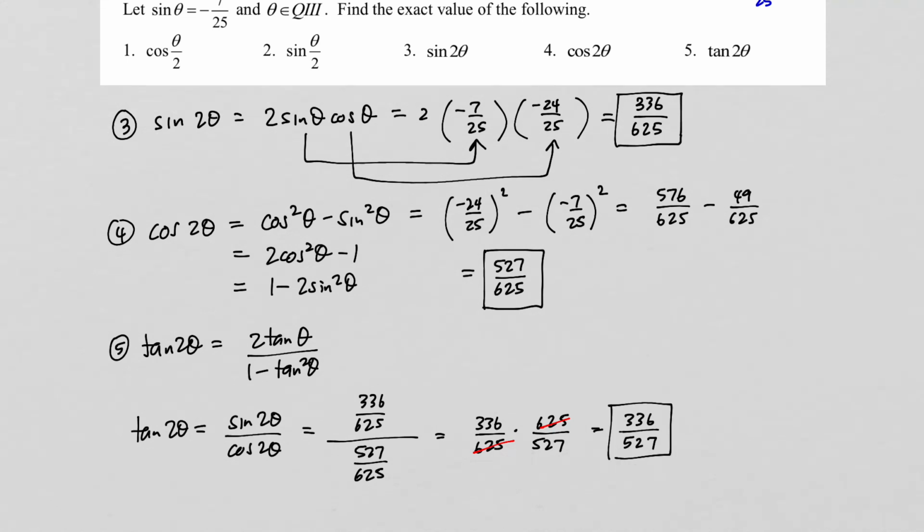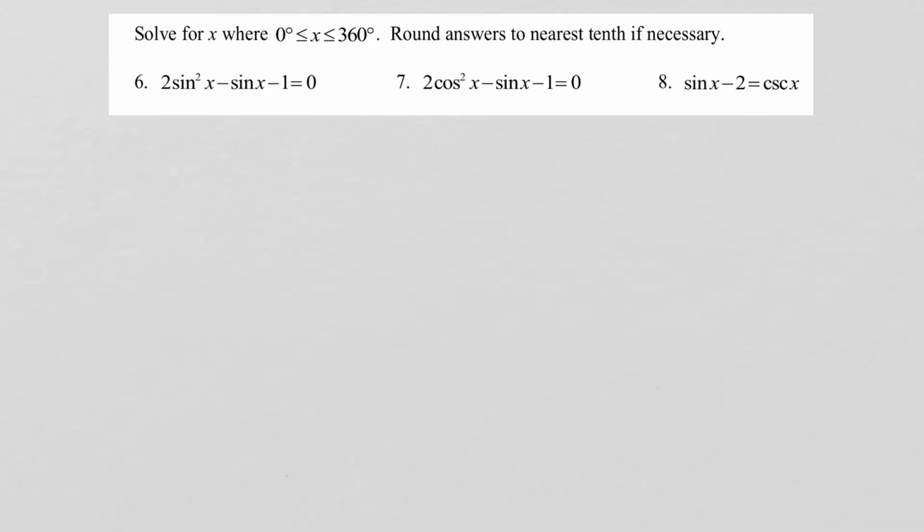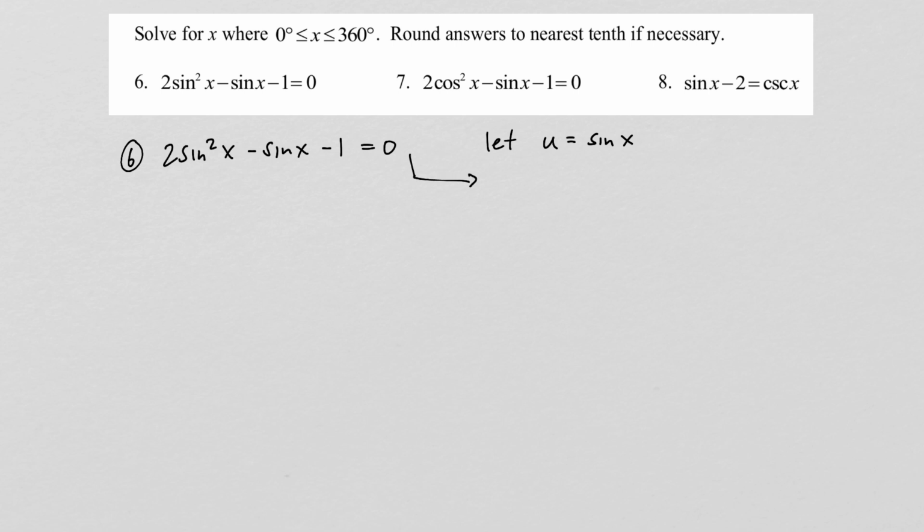All right, on to the next bunch. For the next group of problems, we are solving the following equations, where x is an angle between 0 and 360 degrees. So in the first problem, we have a quadratic type of equation, 2 sine squared of x minus sine of x minus 1 is equal to 0. And I just want to point out that if you were to let the variable u be equal to sine of x, this equation would transform into 2u squared minus u minus 1 is equal to 0. And we would be able to solve this equation by factoring.